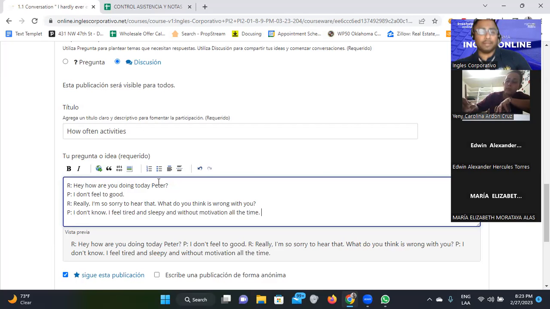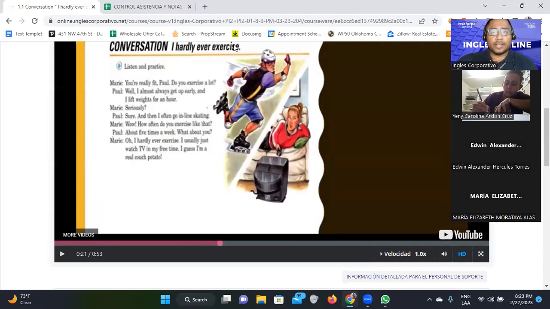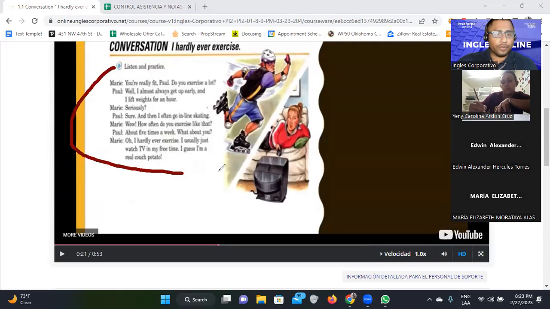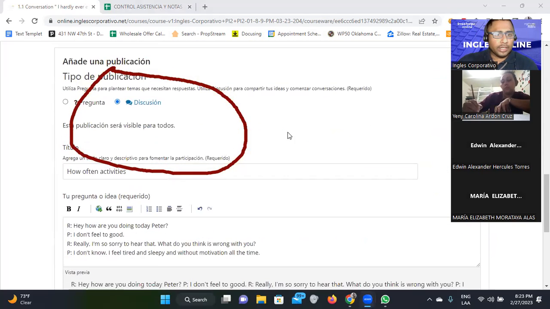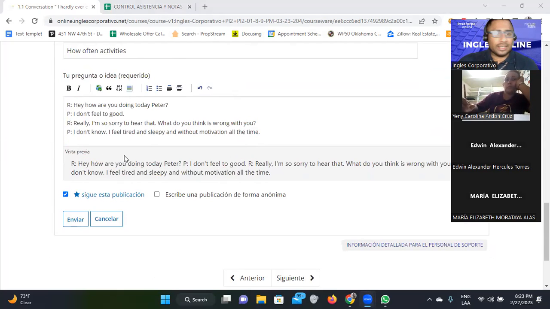All right, so it's going to be a similar conversation to this conversation over here. And you're going to write the conversation here in the discussion forum. When you finish, you are going to click right here where it says enviar. Right here where it says enviar, you're going to click right there.